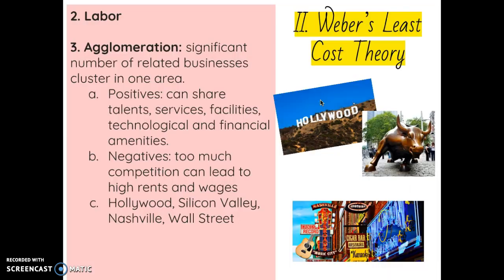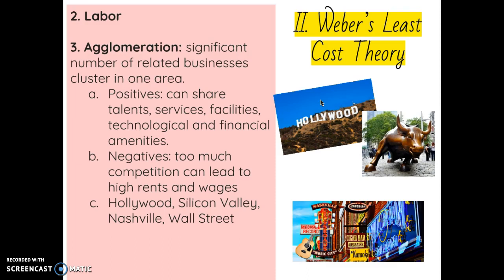But the other 2 things that Weber considered were labor and agglomeration. So labor, kind of like what we just talked about, if it's cheap enough, companies can afford to pay high transportation costs over long distances. And this is what typically leads to outsourcing.